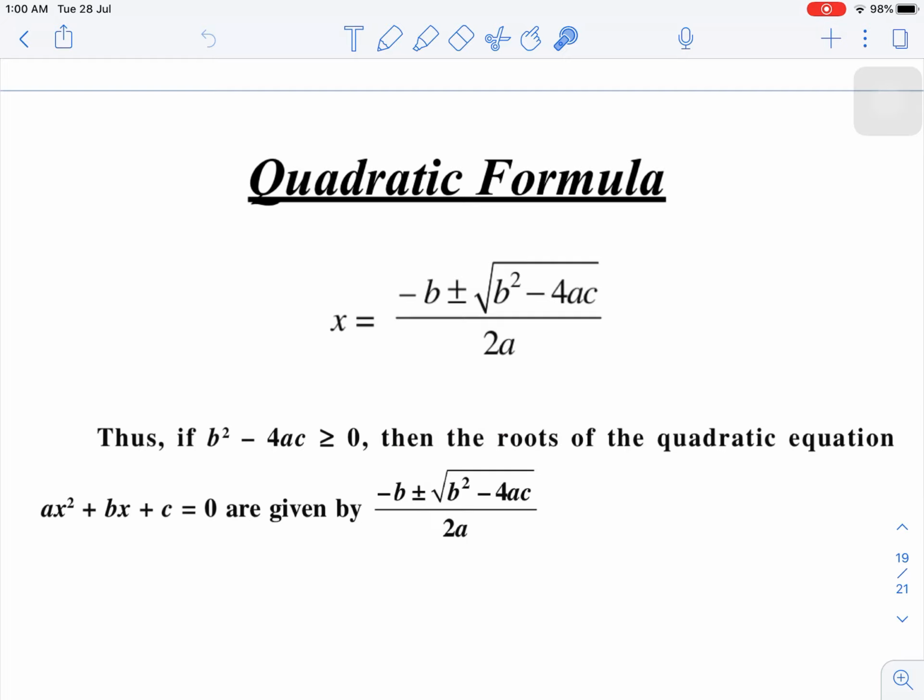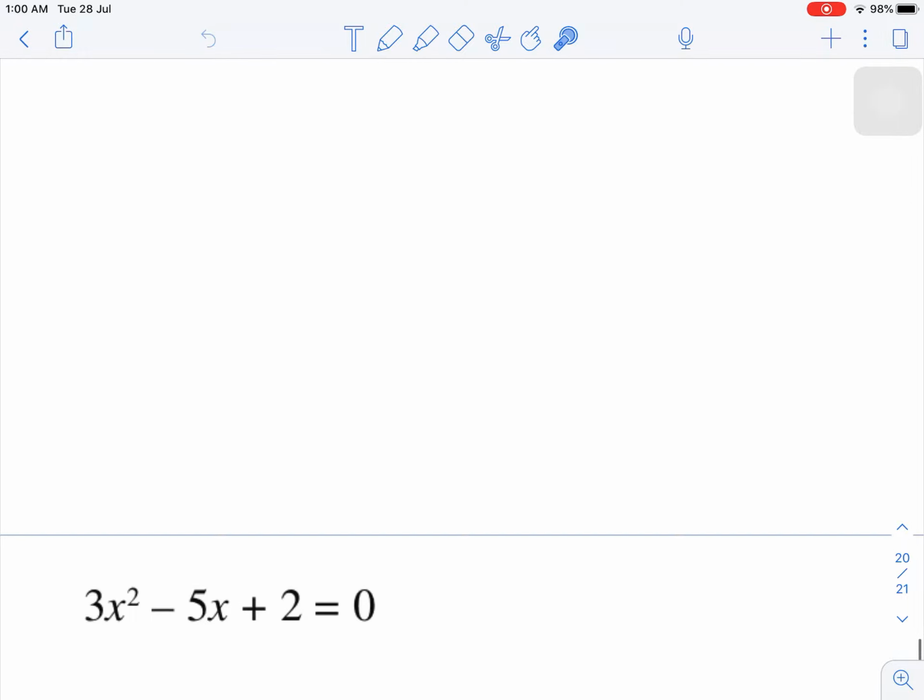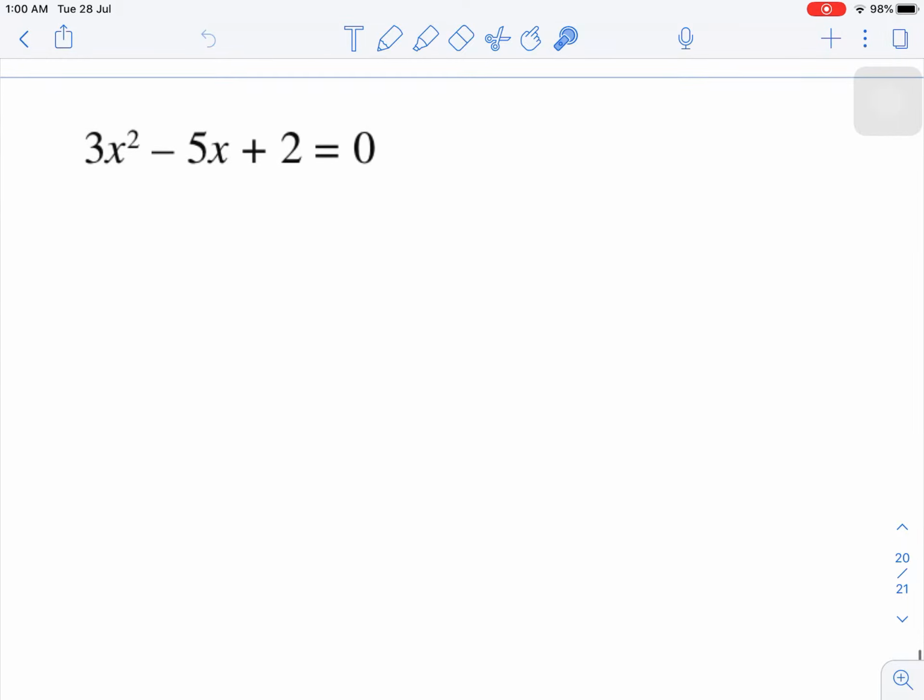Now let us solve one example based on this quadratic formula. Here we have the example 3x square minus 5x plus 2 equals 0. We have to find the solutions or the roots of this equation. To know whether roots are possible and the nature of the roots, the first thing is that we have to find the discriminant.